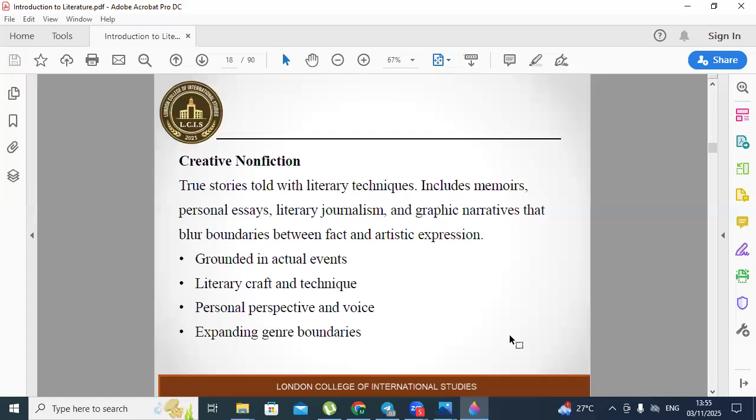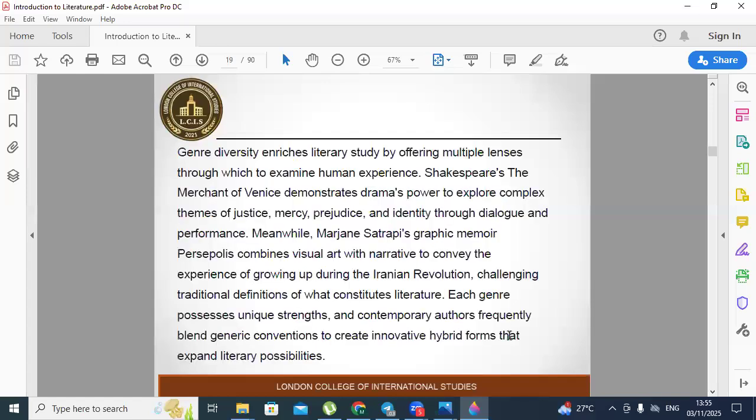Now let's go on to genre diversity and innovation. Genre diversity enriches literary study by offering multiple lenses through which to examine human experience. Each genre has unique strengths, and understanding these strengths helps us appreciate what authors can accomplish in each form.